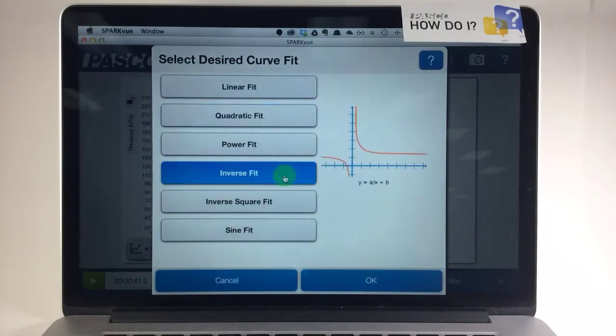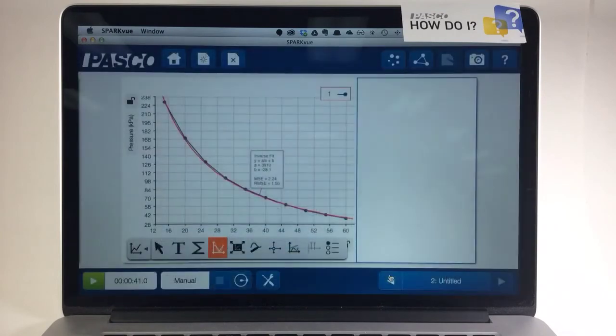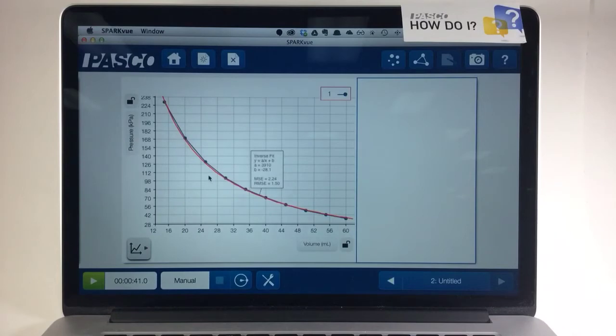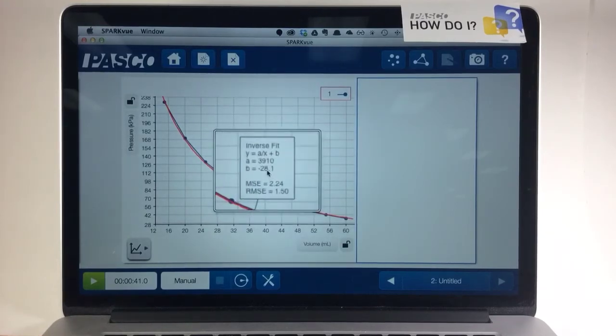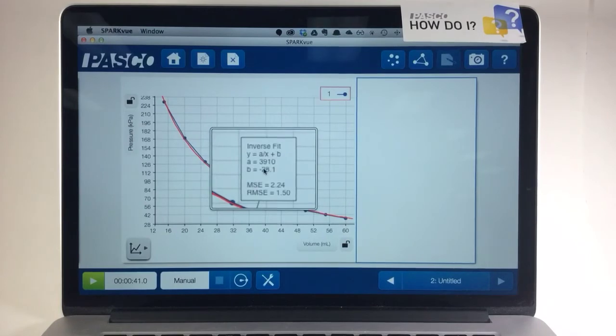I think an inverse fit will work best for mine. So I'll press OK. And SPARKvue applies the best possible inverse fit to my data. The fit is here in red with the parameters shown in this note box, and that's the best fit to my data in blue. So how do I go from this generic fit to a relationship between my variables?